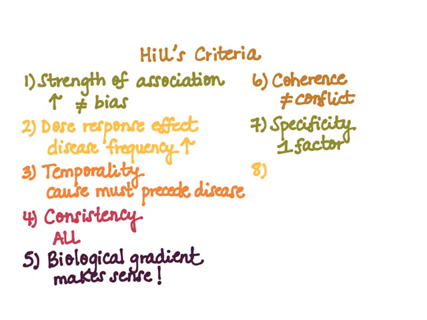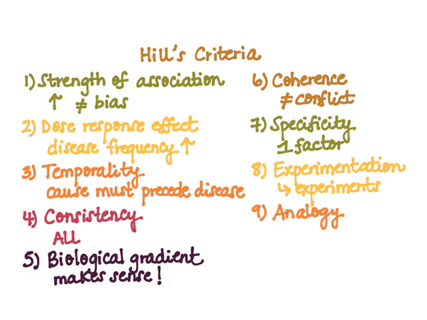Number 8, we have experimentation. This makes use of experiments or experimental evidence, such as clinical trials in humans, animal models, or in vitro lab experiments, which may support causal theories when available, if ethical. Lastly, number 9, we have analogy. And this is when similar relationships have been shown with other exposure disease relationships and a causal relationship is then supported.